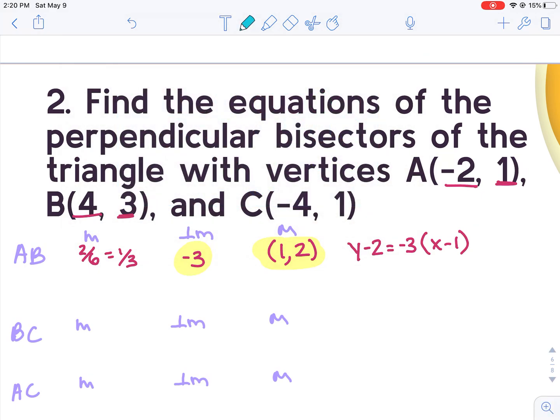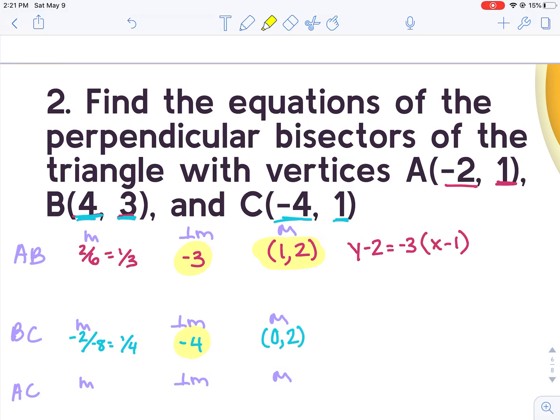The slope between B and C, my y value is going down 2. My x value is going down 8. So this slope is 1/4. The perpendicular slope then must be negative 4. My midpoint is the average of those. 4 plus negative 4 is 0. Cut in half is still 0. 3 plus 1 is 4. Cut in half is 2.